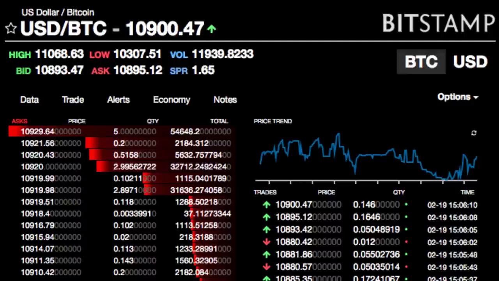Aside from the price, you will also sometimes see the terms high and low. These terms refer to the highest and lowest prices in the last 24 hours. Another important term is volume. It stands for the number of overall Bitcoins that have been traded in the given time frame.